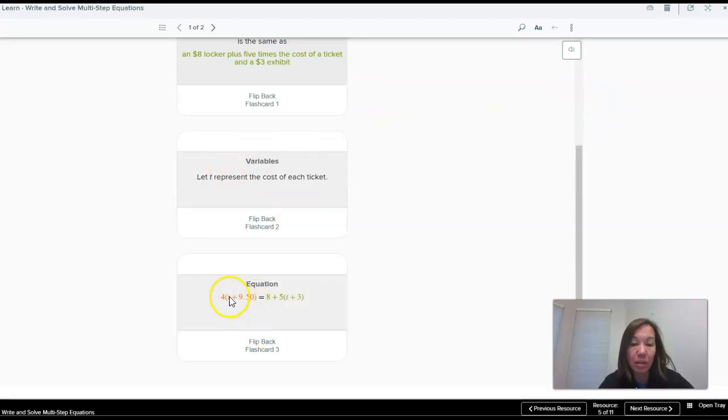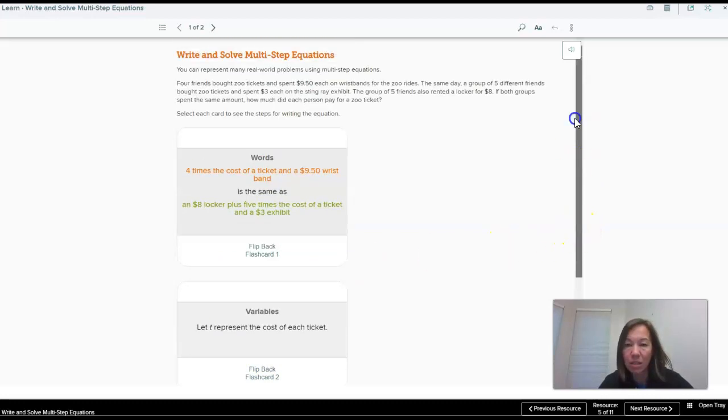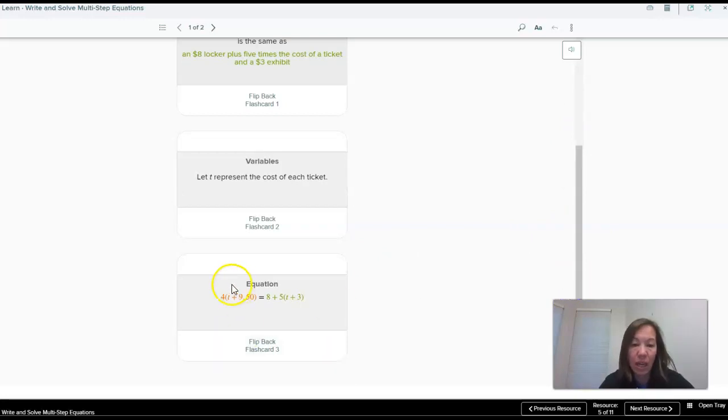And if you think about it, this group, each person bought a ticket and a $9.50 wristband. And there were 4 of them. So ticket plus wristband times 4. And this group got 1 locker to share, but they each bought a ticket and a $3 Stingray pass. And there were 5 of them. So here's our equation. And if it doesn't make sense, just pause the video, reread, think about it for a second, and see if you can make sense of this equation and where it comes from.